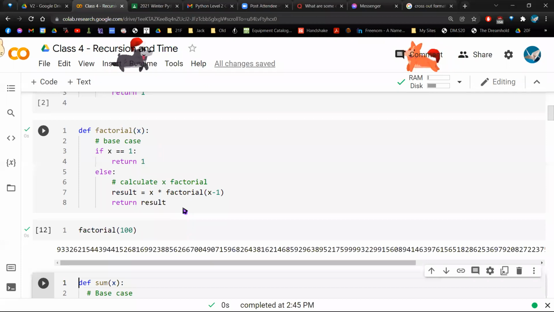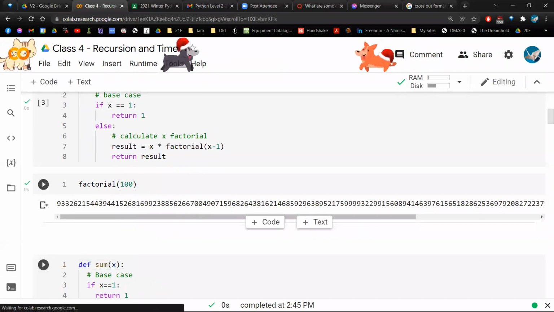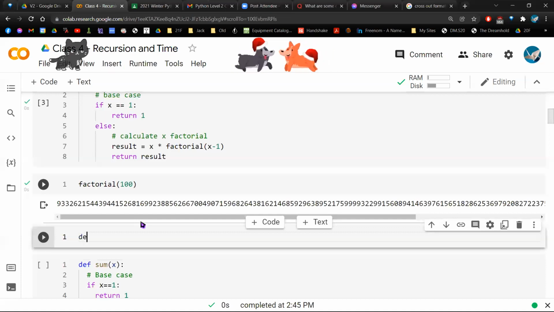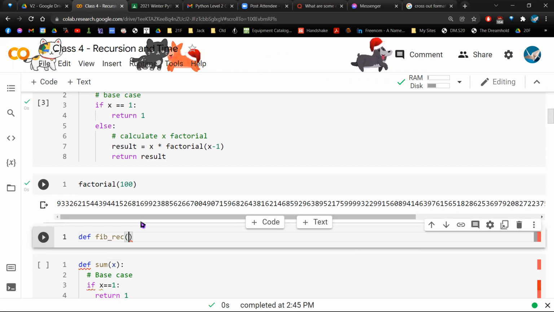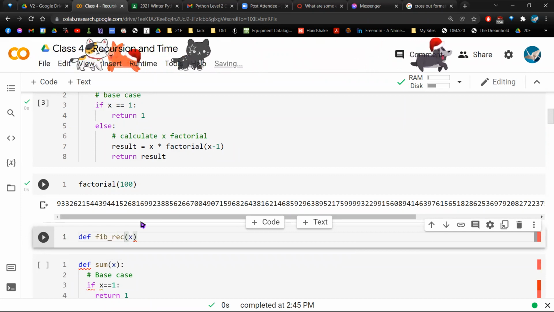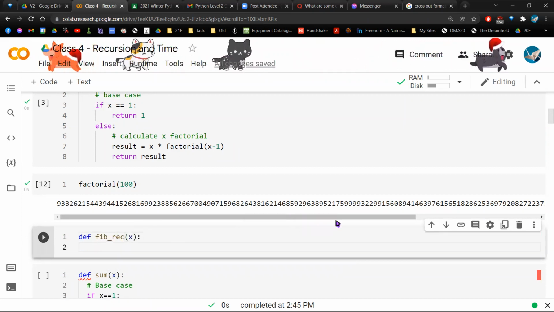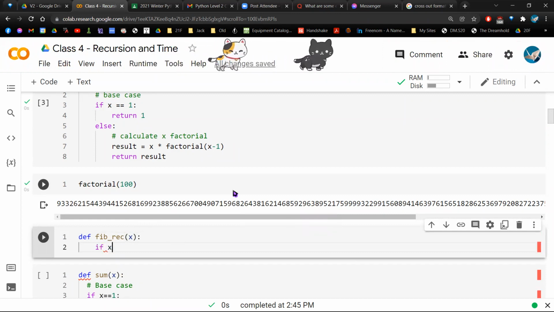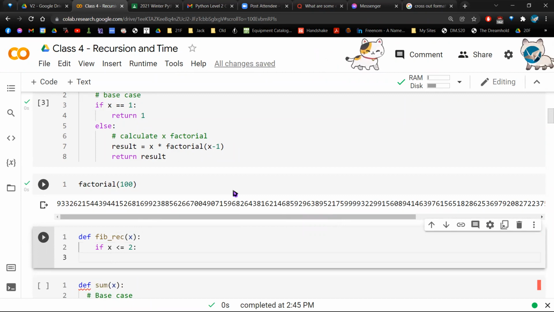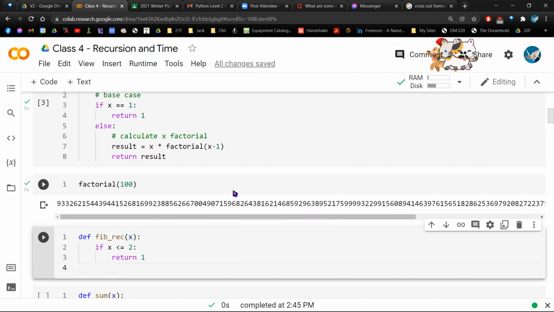But if we go and program this, I'm going to call it fibrec for recursive, and it takes in a single number. I'm going to call it x again. And again, we have to check for our base cases. So I'm going to write it as if x is less than or equal to 2, because we know 1 and 2. If x is less than or equal to 2, we just return 1, because that's what it is. The first number is 1, the second number is 1.